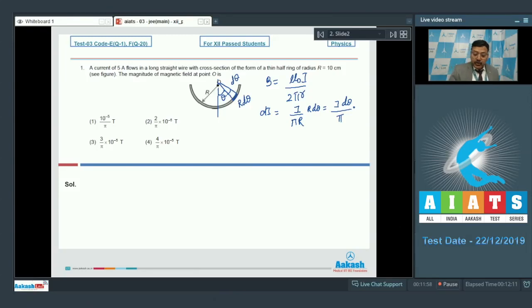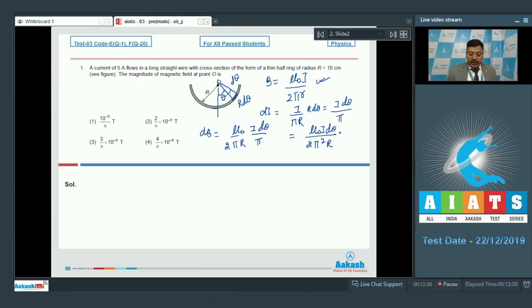The magnetic field at O due to this current alone, we shall of course use this result, in which we shall replace capital I by Di and small r by capital R, and then we are going to get dB is equal to mu naught di, which is I d theta by pi, by 2 pi r, which we can simplify as mu naught I d theta divided by 2 pi square r.